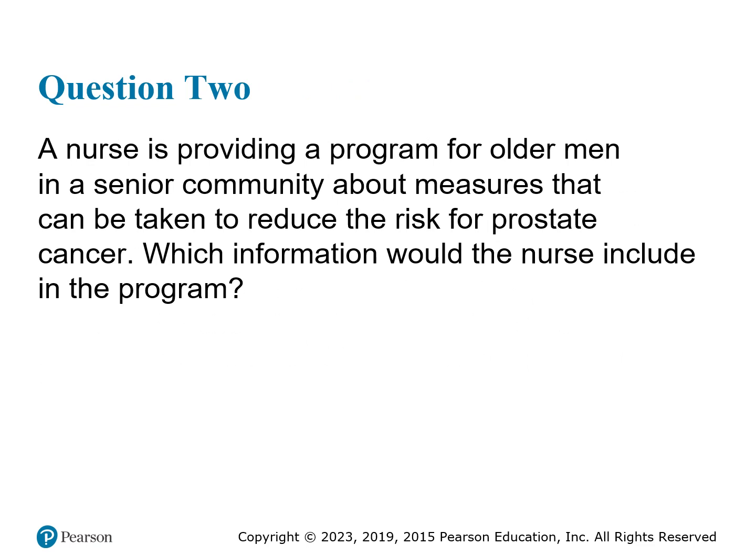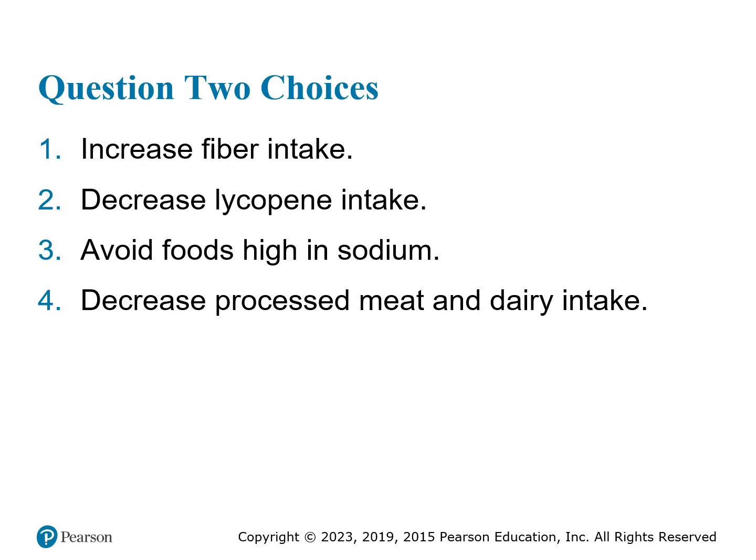Question 2. A nurse is providing a program for older men in a senior community about measures that can be taken to reduce the risk of prostate cancer. Which information would the nurse include in the program? Your options are: number 1, increase fiber intake. Number 2, decrease lycopene intake. Number 3, avoid foods high in sodium. Number 4, decrease processed meat and dairy intake.